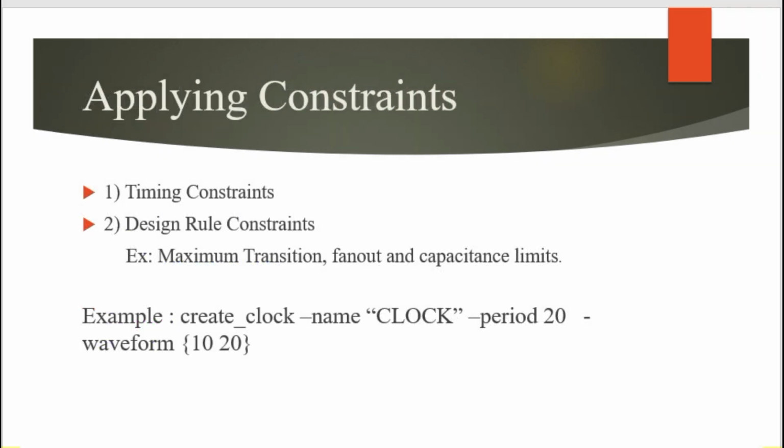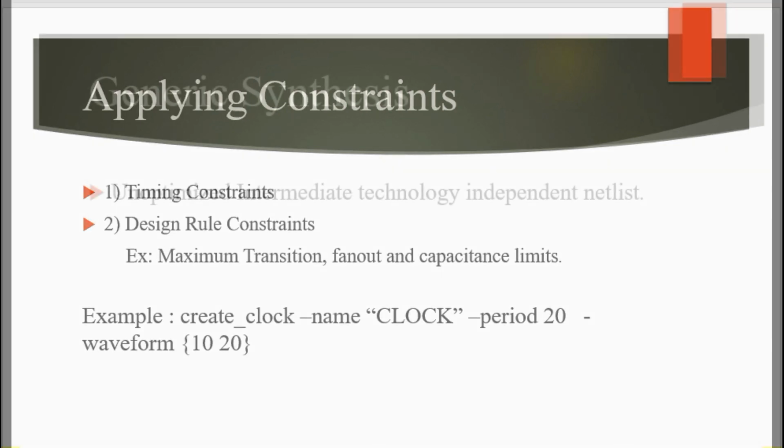So after the elaboration step, the constraints are applied. The constraints can be timing constraints or design rule constraints. The design rule constraints are basically the maximum transition, fan out, and capacitance limits. And this is an example of a timing constraint. We are creating a clock whose name will be clock, the period will be 20, and the waveform is 10 20, meaning the rising edge will be at 10 and the falling edge will be at 20.